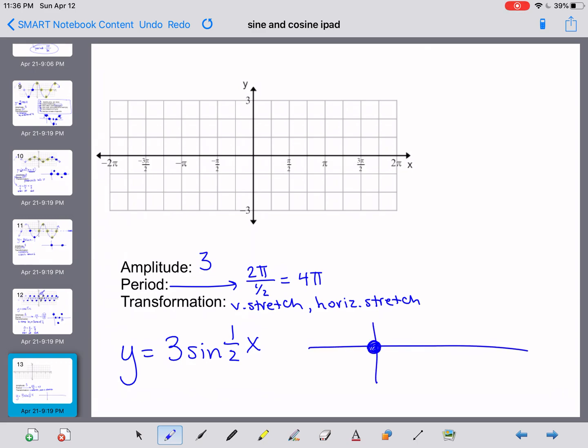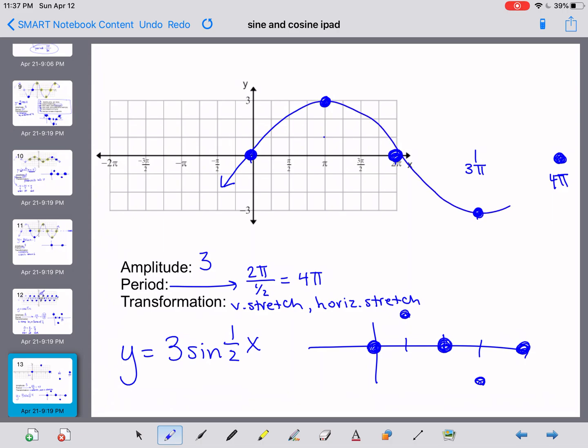Sine starts at 0. Where does it end? It ends from 0 to the distance of 4 pi. So we're going to go all the way here to 4 pi. That's going to be our ending point of one cycle. So everything's going to fit between these 2 points. The midpoint is also on the middle line, so the midpoint would be at 2 pi. The two smaller midpoints go up and down. So the first midpoint would be at pi. We're going to go up to 3. The second midpoint would be at 3 pi. And we're going to go down to 3 from that middle line.